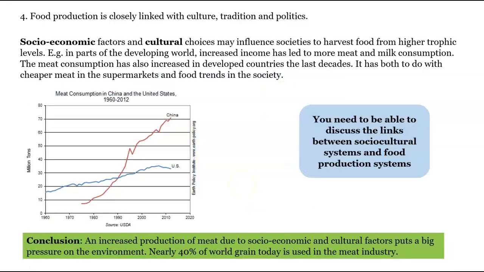And the last 2 points then are point 4 and 5. And point 4 was that food production is closely linked with culture, tradition, and politics. So the type of food choices we make depend quite strongly on historical and social and economical factors. So we see, for example, that meat consumption is increasing in the US, but if we compare it to China, then of course it's increasing quite a lot.